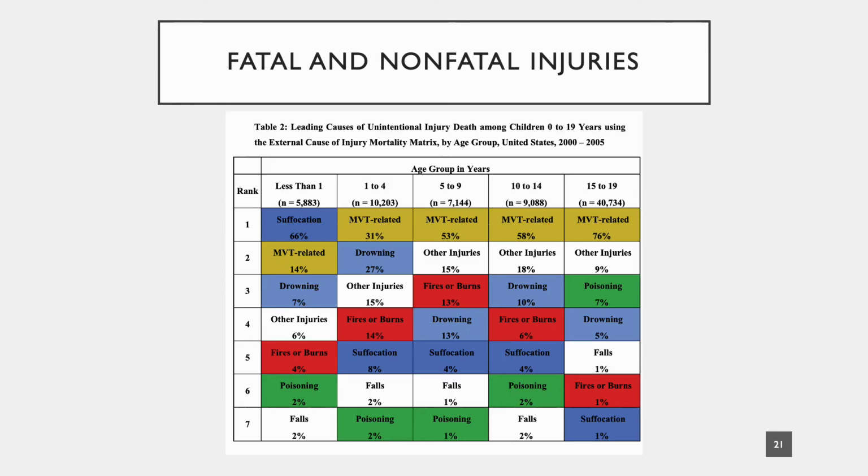Let me show this to you in a graphic. This is the leading causes of unintentional injury and death of children 0 to 19. And I'm really wanting you to only look at the first column to the left, which is the less than 1 year of age. Unintentional injuries are the 5th leading cause of death in infancy in the U.S. The 5 leading causes are suffocation, motor vehicle accidents, drowning, residential burns or fires, and falls.